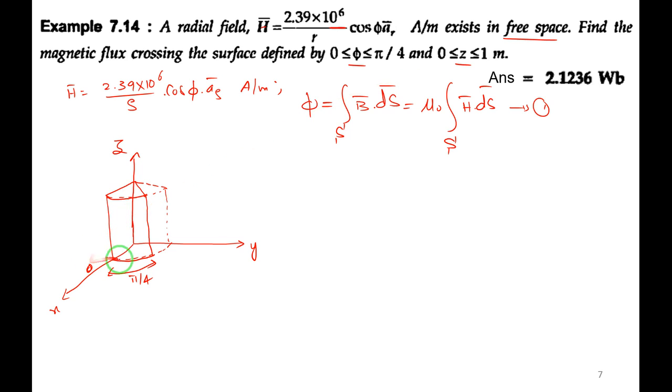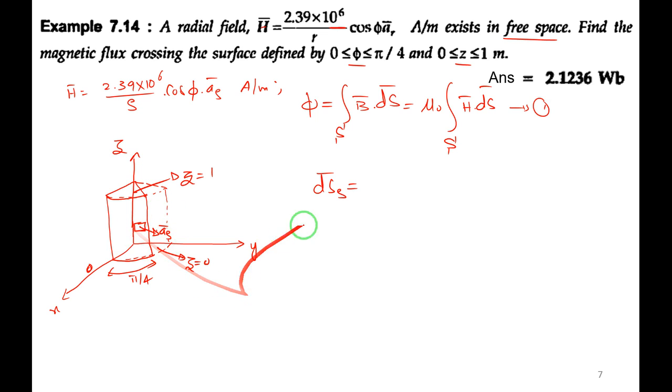Then z is 0. This bottom surface is where z equal to 0, and the top surface is z equal to 1, right? So the radius is rho. Then H is given, and it is in the radial direction. Everywhere the magnetic field lines are in the radial direction. What about the differential surface here? It should be in the radial direction, right? So that surface should come here. This is the small differential surface area along the radial direction. So a rho, it is in this radial direction, a rho.